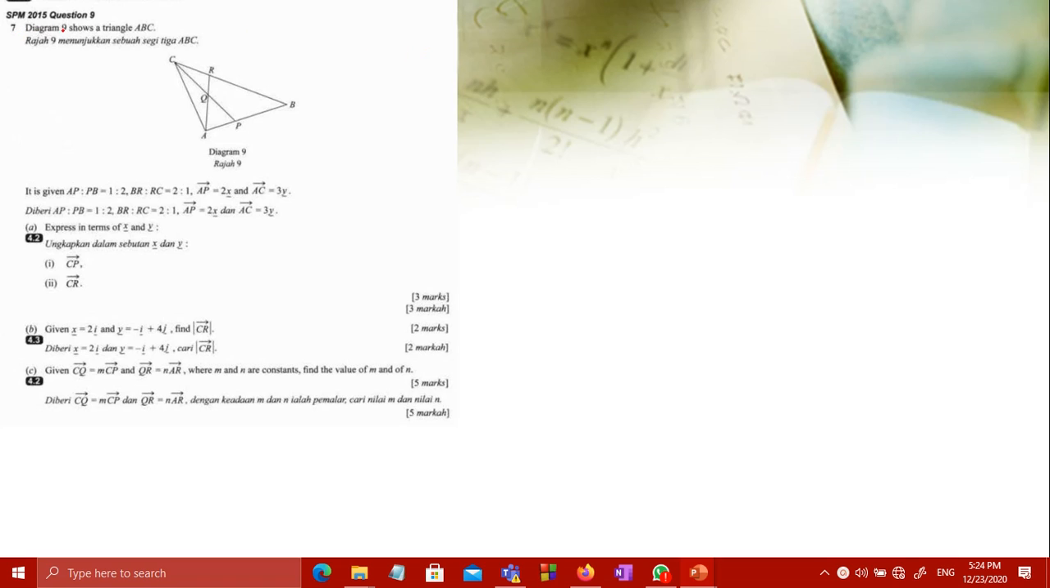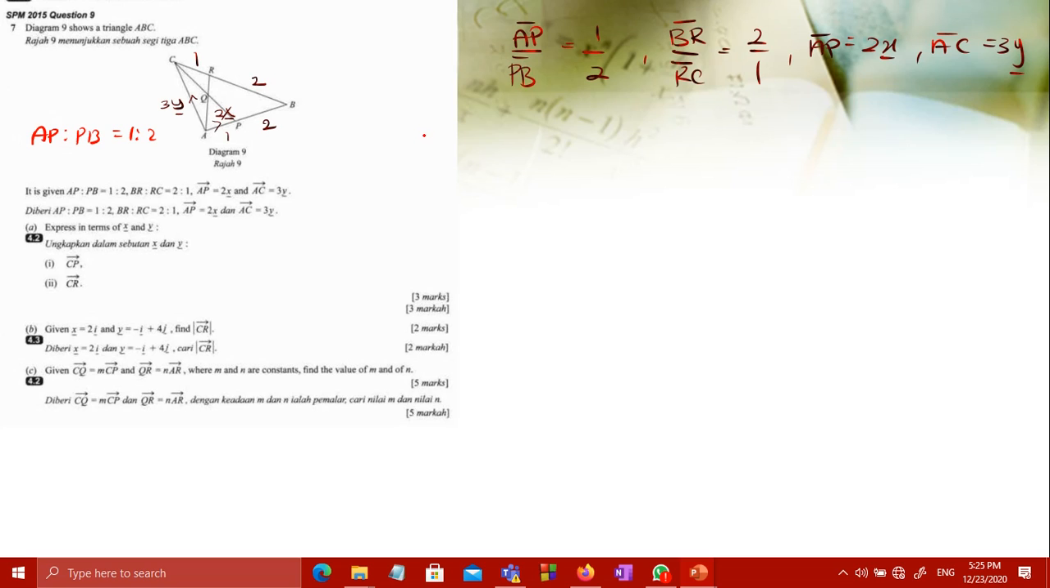Diagram 9 shows a triangle ABC. This is a triangle, and given the information, I have listed it over here. This is the first thing that you need to do. It is super important to list all the information given so that you do not miss anything. So AP ratio PB can be interpreted or changed into the fractional form. Like this, it is actually the same thing, so don't bother too much about that.